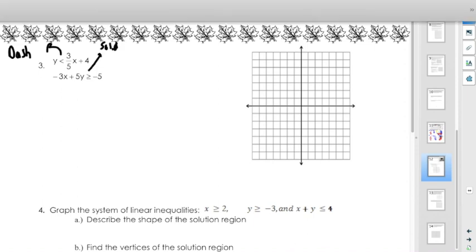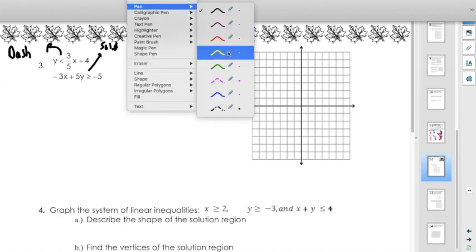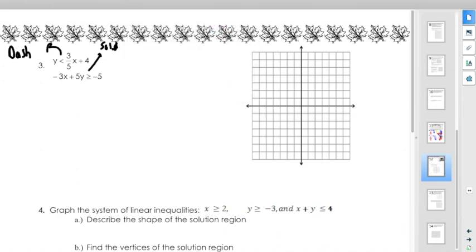Okay? Again, I'm going to do the first one in blue and the second one in red. So let's take a look at this one. Y is less than 3/5 x plus 4. Now, do I have to do anything to this to graph it? No, I don't. It's already in y equals mx plus b form. So this is ready to graph.